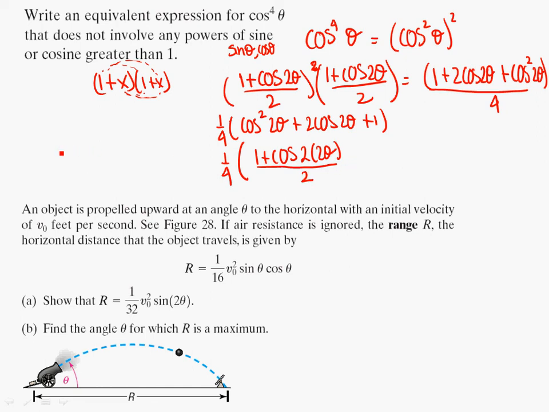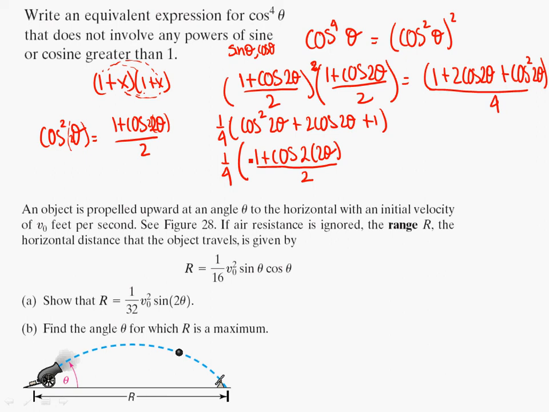Let me see if I can explain that a little bit better. The cosine squared of theta is what? That's 1 plus the cosine of 2 theta divided by 2. Is that right? Yes? So if I make this 2 theta, then this should be 2 times 2 theta, shouldn't it?